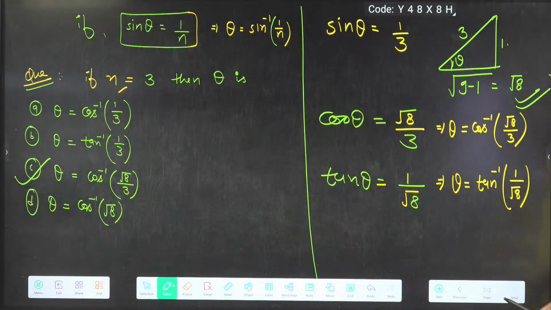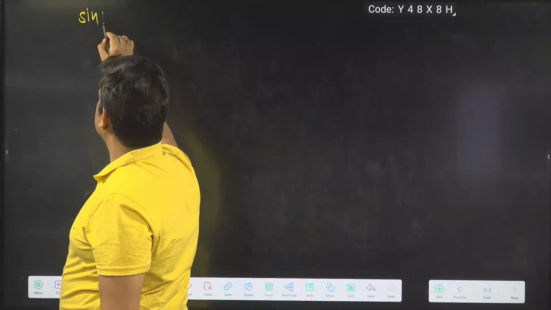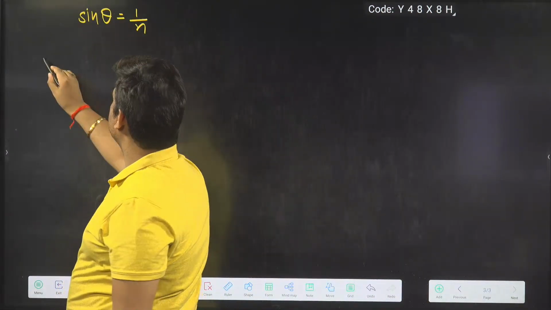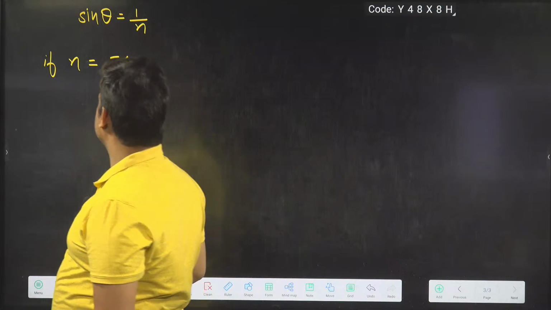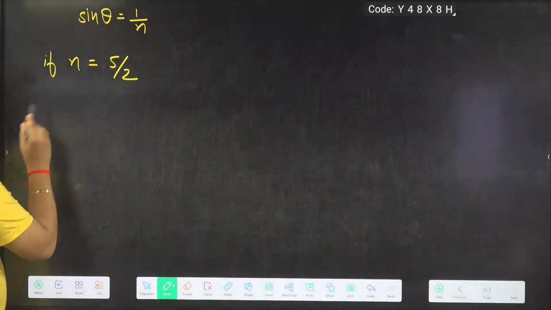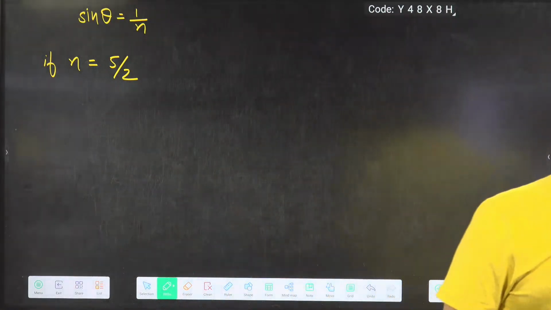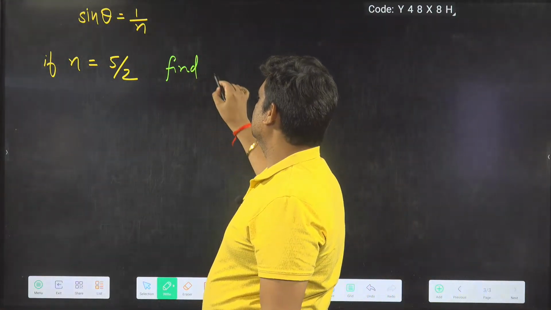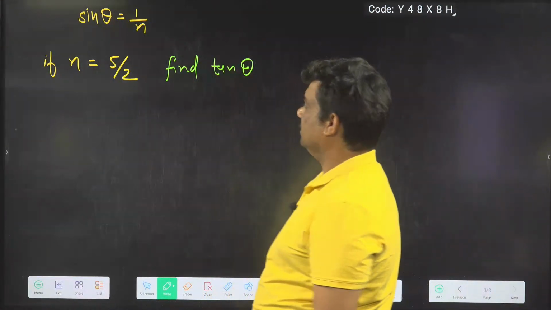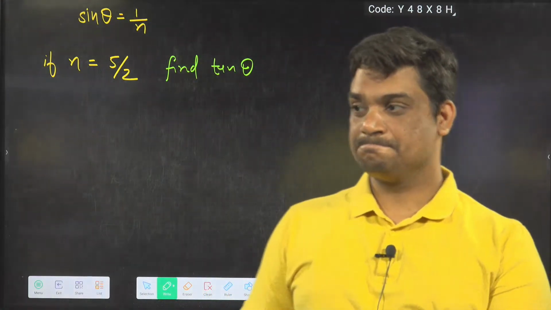Okay, one more example I will give here. The question is the same one: sin theta equals 1 by n. If n equals 5 by 2, then you have to give me the answer in terms of tan. Find tan theta. n is 5 by 2, you have to find tan theta here.